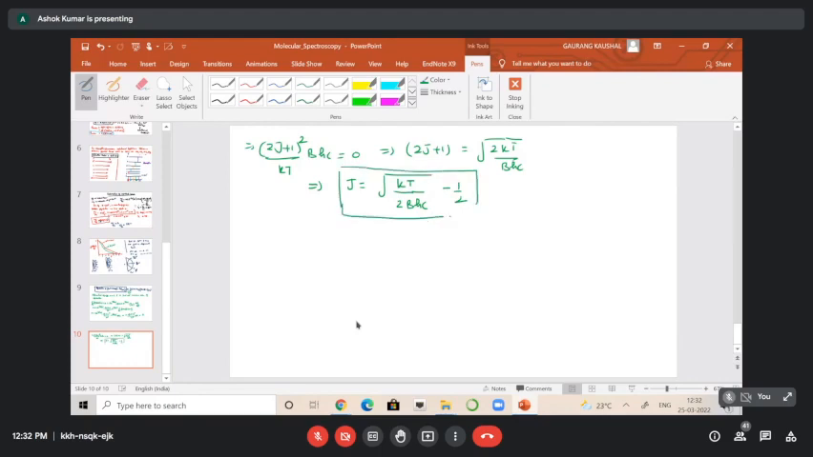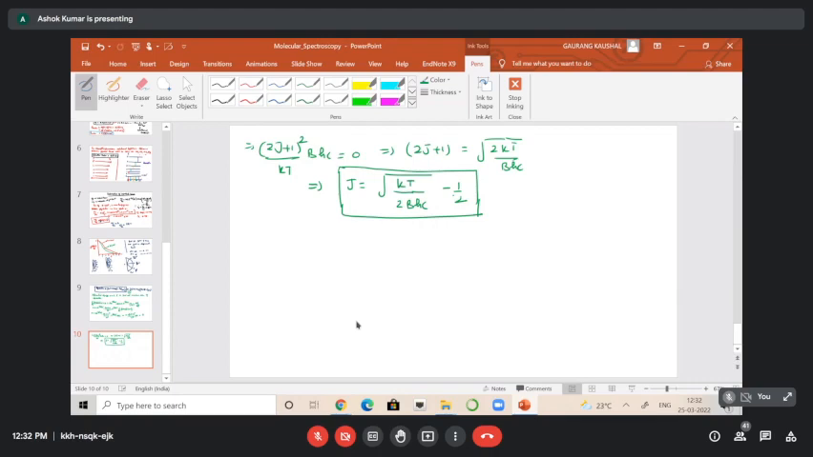So we are able to find out the value of J where the population is going to be maximum. Okay, at that value of J, when J is equal to under root of kT upon 2Bhc minus 1 by 2, then the population will be maximum.